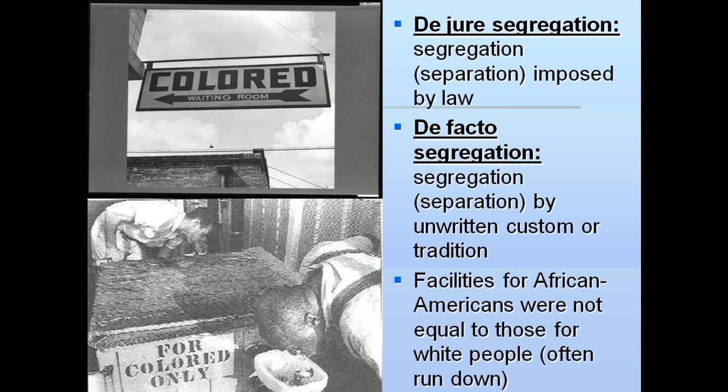The 2 types of segregation that existed are de jure segregation, that is, separation imposed by law, and de facto segregation, segregation or separation by written custom or tradition, so it's unspoken. Facilities for African Americans were not equal to those for white people. They were often run down or less sophisticated.